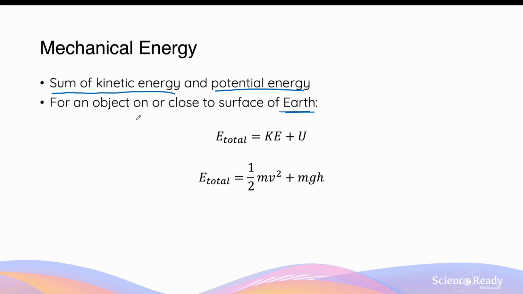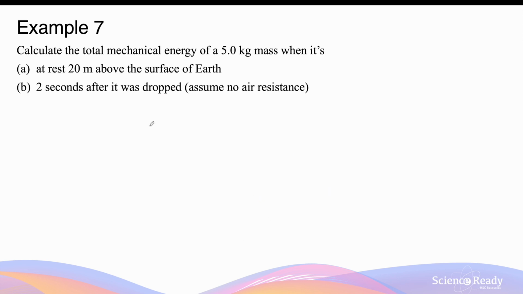So for any object that's on or close to the surface of Earth, we can say that the mechanical energy, which is the total energy, equals its kinetic energy plus its gravitational potential energy. And algebraically, this is given by 1/2 mv² plus mgh. Let's have a look at an example of mechanical energy.